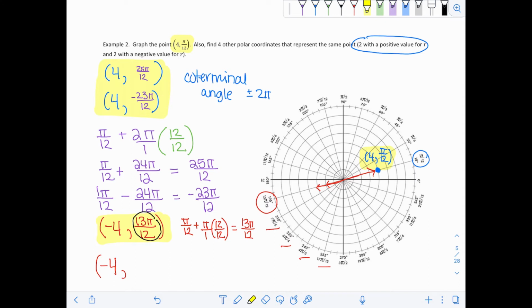So for that angle, I could add or subtract one full rotation, which would be 2 pi, and that would give me my answer. I'm going to write this down as 13 pi over 12 plus, adding one full rotation, 2 pi, which I'm going to rewrite as 24 pi over 12, and then we add these together. And that gives me my last angle value, 37 pi over 12. So all 4 of these points end up in that same spot, and there's an infinite number of points that could end up in the same spot. We've just found 4 of them.